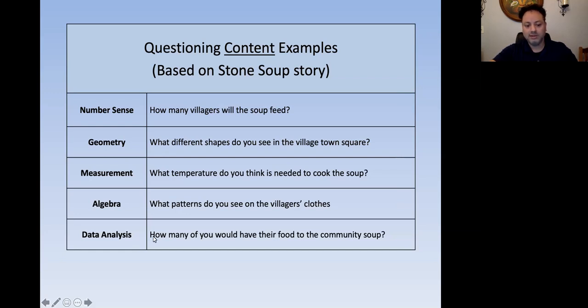What patterns do you see on the villagers' clothing items? That's algebra. And how many of you would add their food to the community soup? When you get all the children raising their hands, you count how many. You can put that on a chart, or it could be verbal, and that's data analysis.